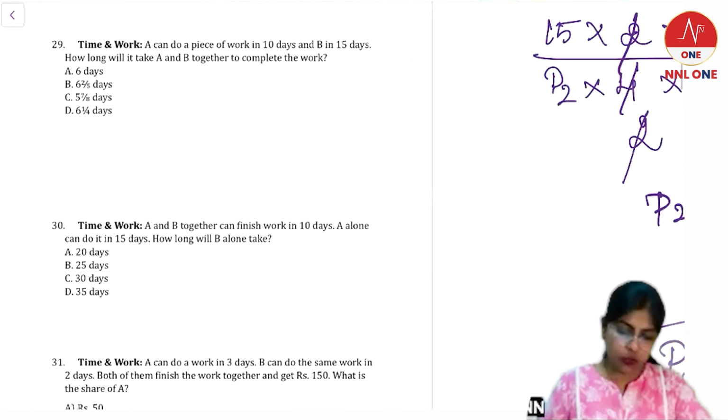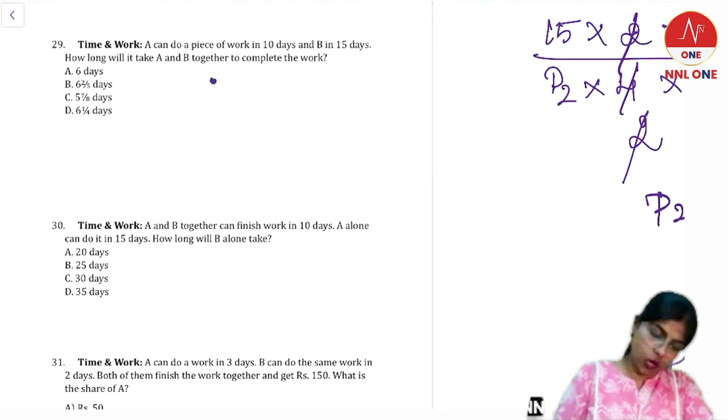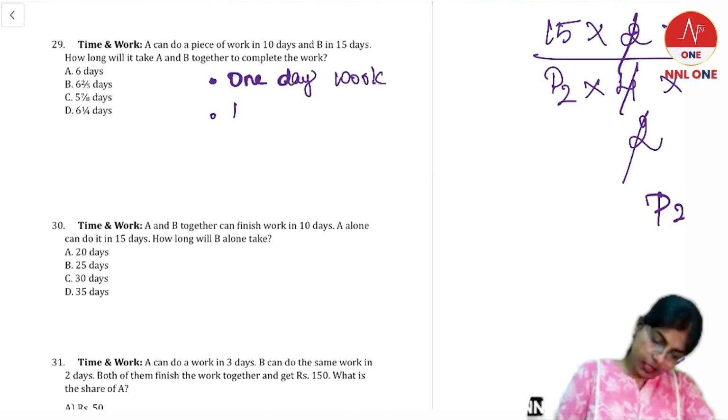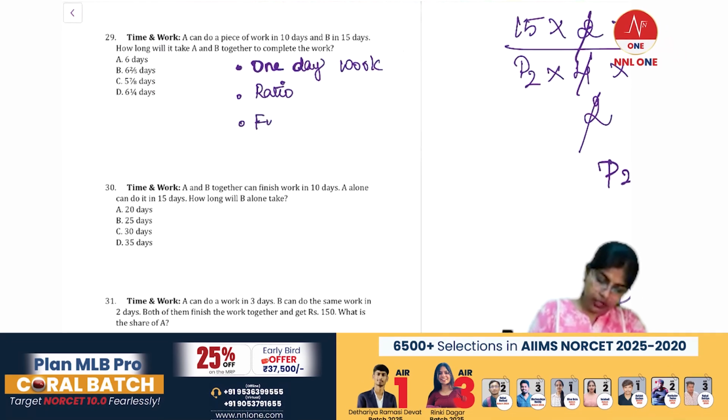Next question. Time and work. A can do a piece of work in 10 days and B in 15 days. How long will it take A and B to work together? See, always keep in mind, if a time and work question is asked based on work and wages, you have to follow 3 steps. First, find the 1 day work, then find the ratio, then go for finding the share.